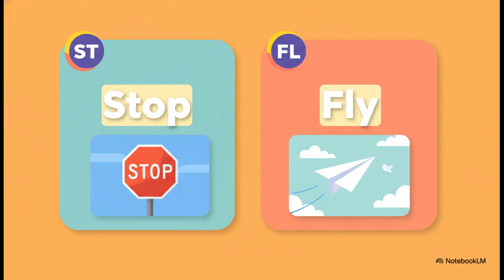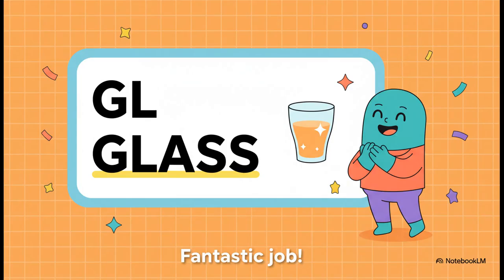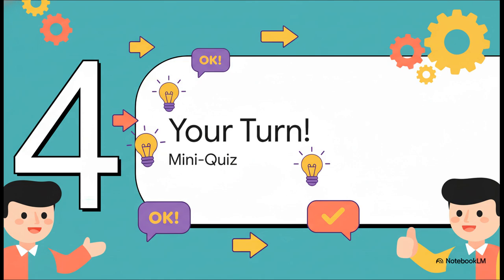Fly. Perfect. All right, and our last one for this practice round. GL. The sounds are G-L. Together that's glass. Say it nice and clear. Glass. Fantastic work. See, the more you say them, the easier they get. You've totally got this.